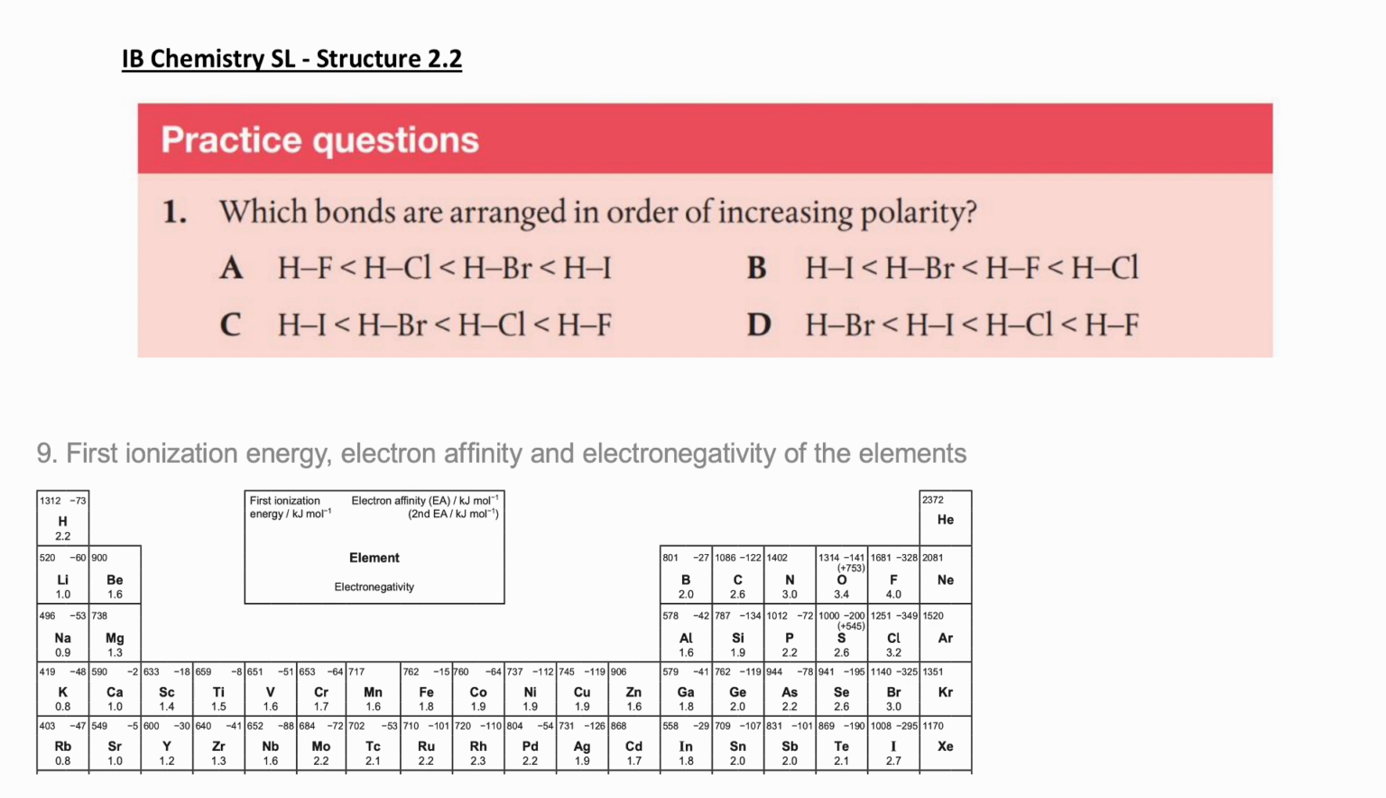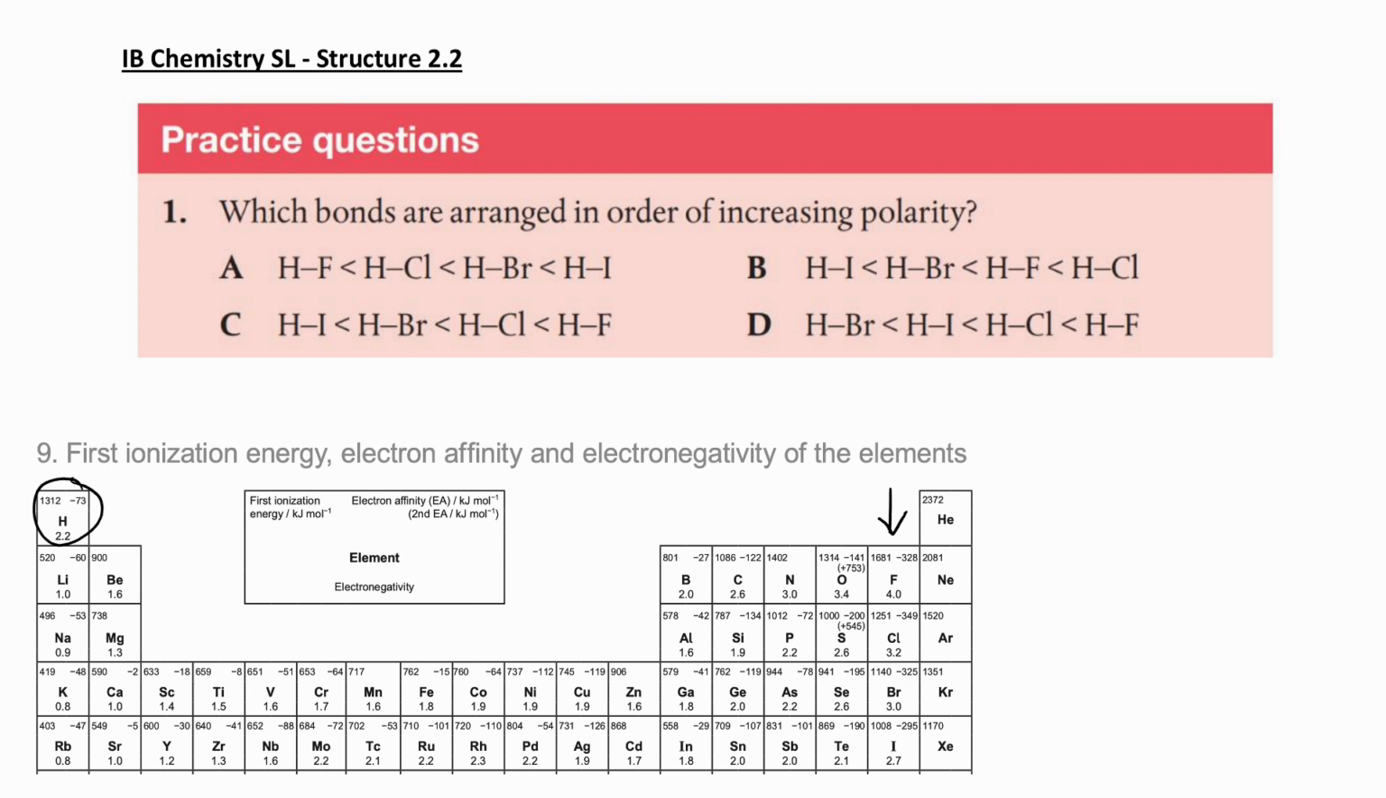All right, so now moving on to structure 2.2. Number 1 says, which bonds are arranged in order of increasing polarity? Remember, polarity is going to be the difference in electronegativity between 2 atoms. So all of these molecules have hydrogen in them. And then we're looking at the difference between our 4 halogens, fluorine, chlorine, bromine, and iodine.